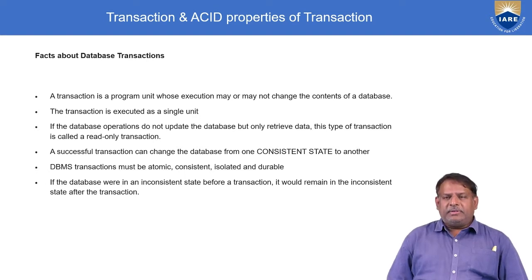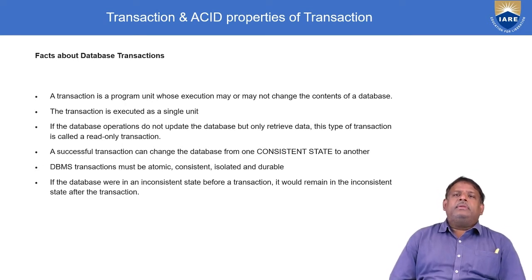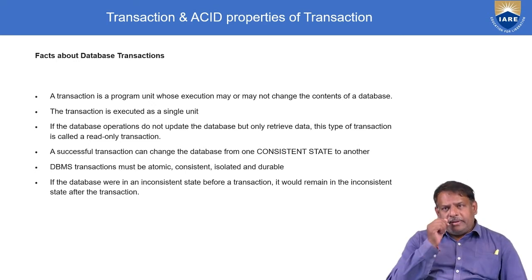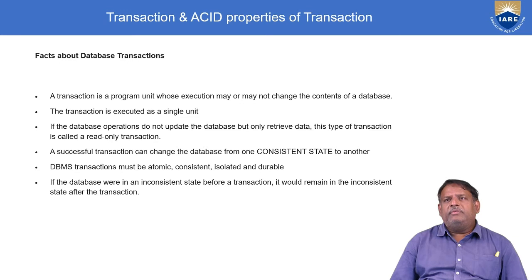A successful transaction can change the database from one consistent state to another. As you saw earlier, before the transaction it is consistent, after the transaction it is consistent, and between this phase it is inconsistent. The database transaction must be atomic, consistent, isolated, and durable. These are the ACID properties. A represents atomic, C for consistent, I for isolated, and D for durable.